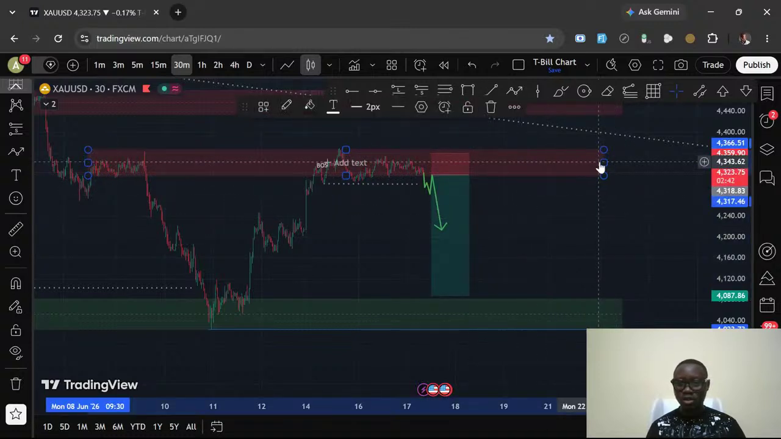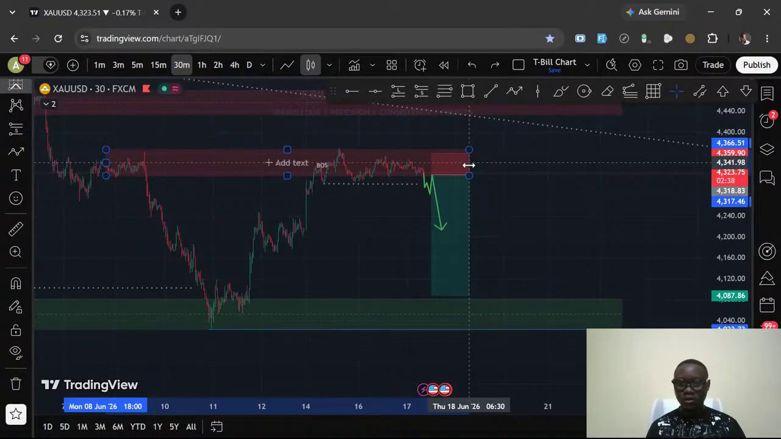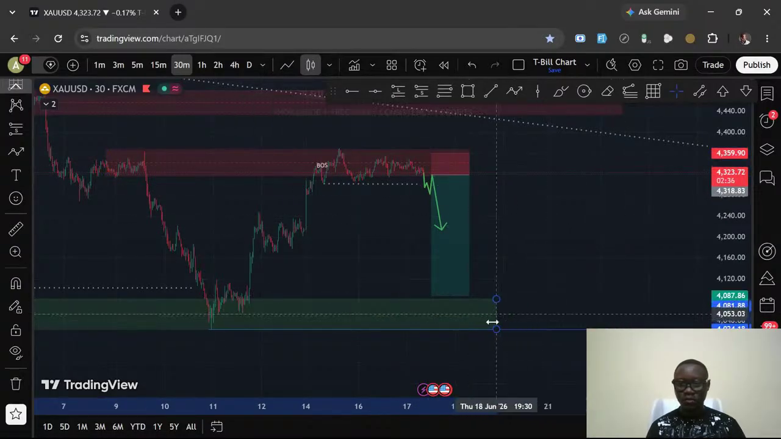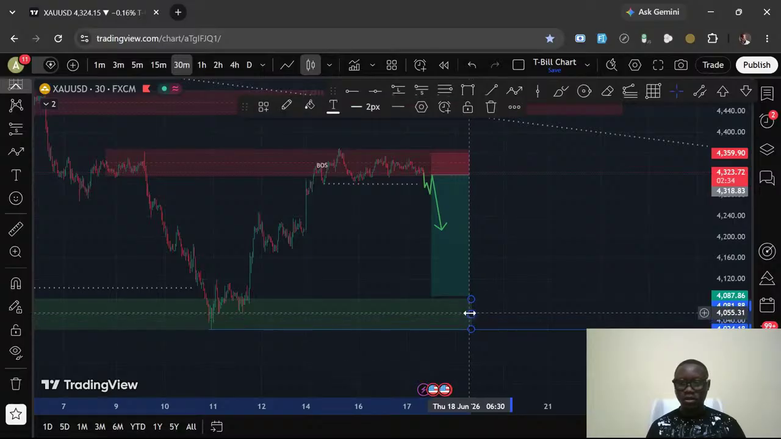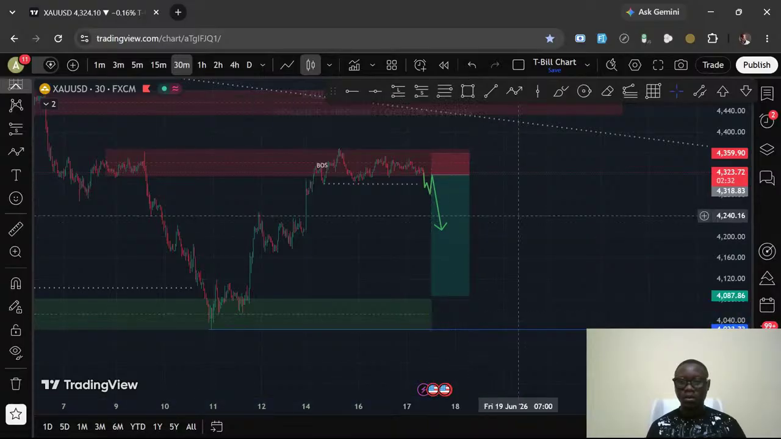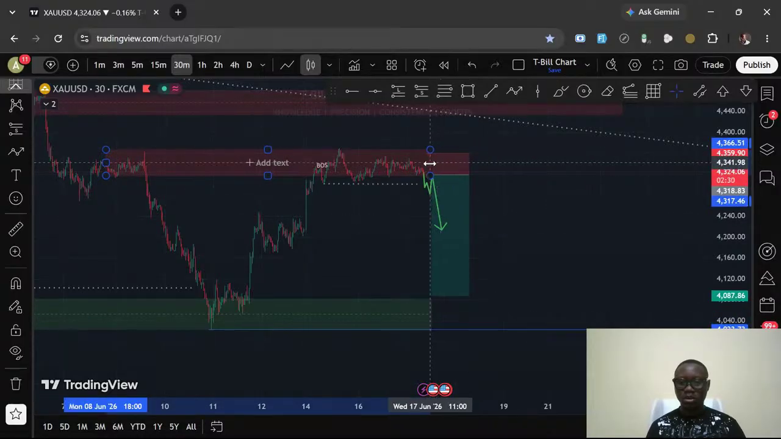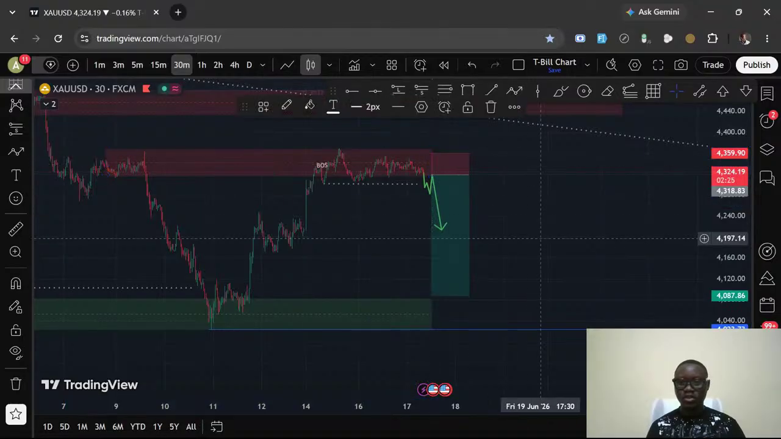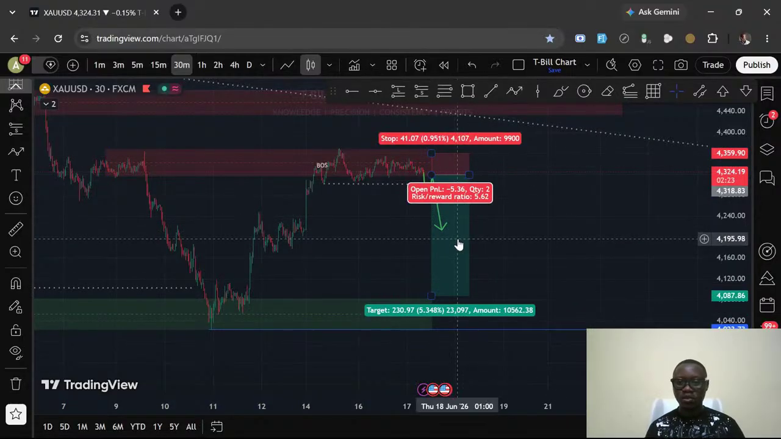Let me shrink this a little, undo a little. So we have this like so, and we have this right here. Okay, so this is what I'm anticipating. As soon as price gives me this, I'll take my trade and sell to this. And that's a 1:5.62 risk to reward ratio.